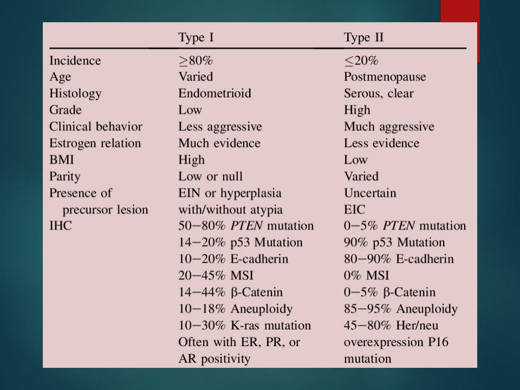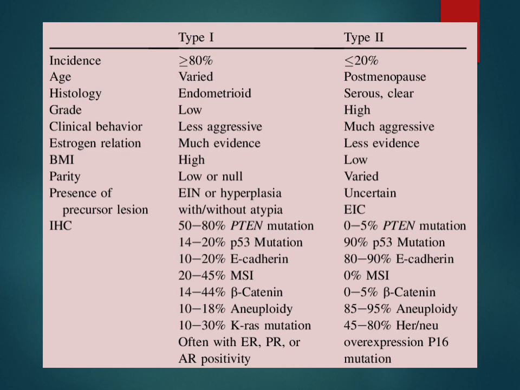You have your type 1 cancers, which are the most common by far. This is going to be your low-grade endometrioid cancers. These are typically indolent, less aggressive. They're related to estrogen, associated with a high BMI, but also unopposed estrogen, so low parity or null parity. There is a presence of a precursor lesion, so EIN is that precursor, or hyperplasia with or without atypia.